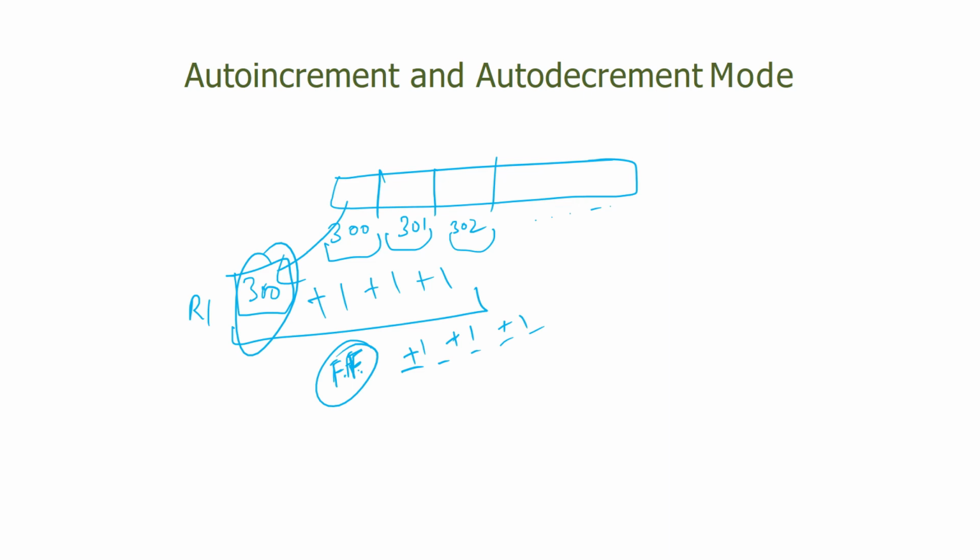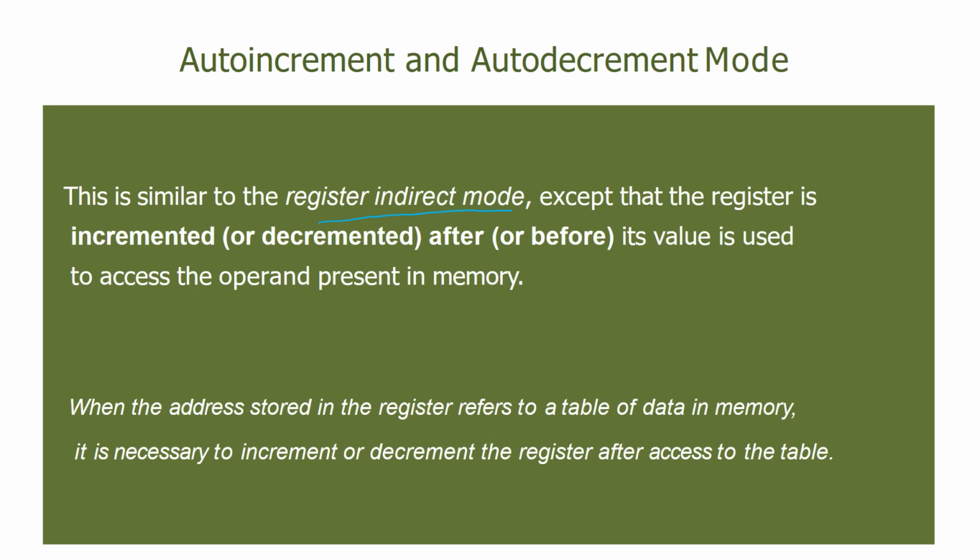Even for going back into the addresses at 299, 298, this technique is good technique, incrementing or decrementing the values. When the address stored in the register refers to a table of data in memory, it is necessary to increment or decrement the register after access to the table. The array I showed you is also known as a table. So whichever direction we want to go, either in the positive direction or in the negative direction, the increment and decrement is being done using this mode.